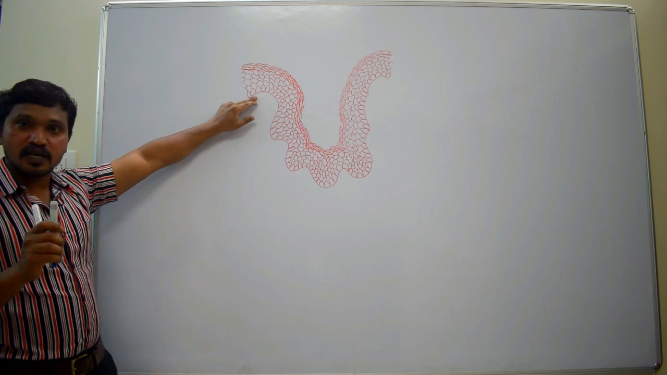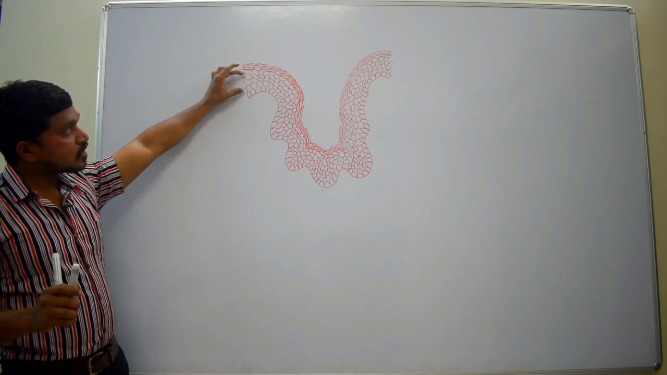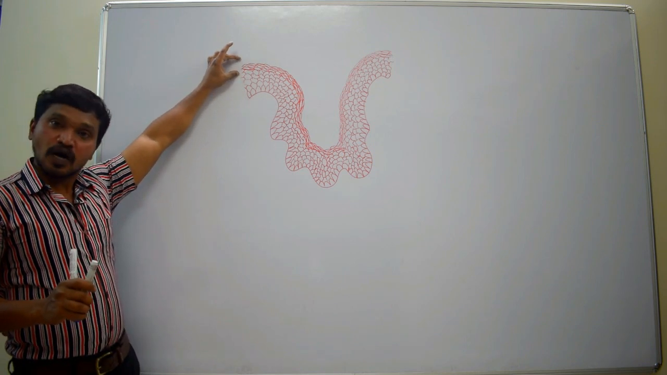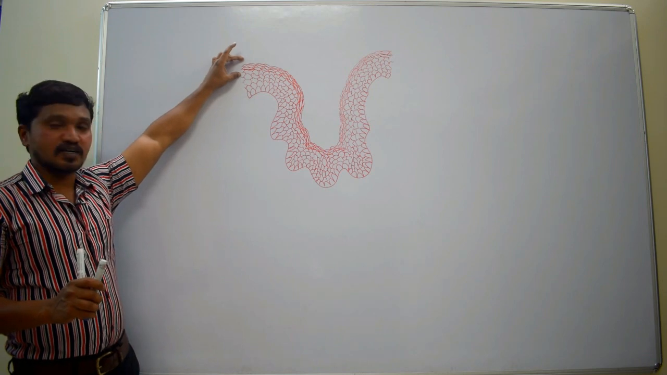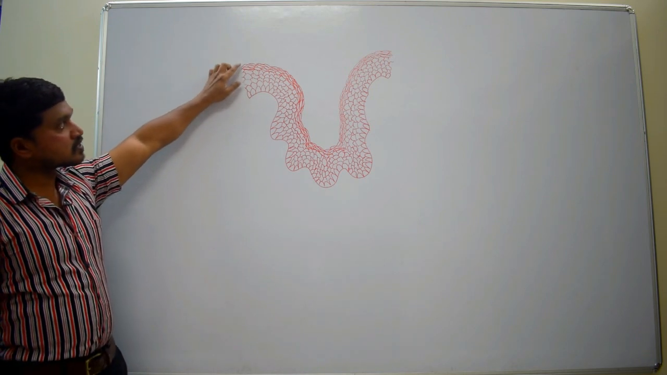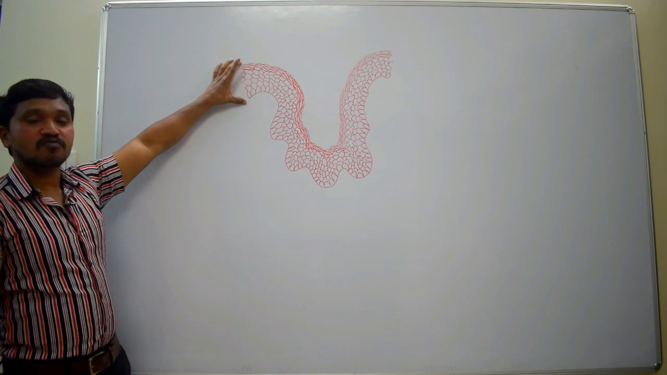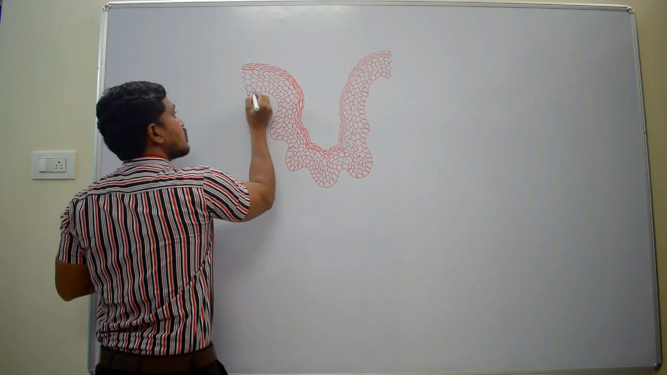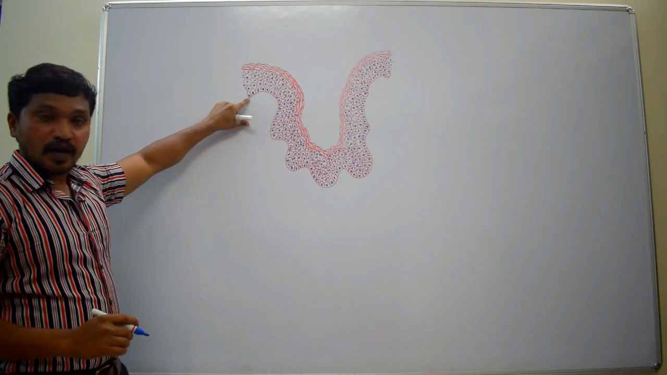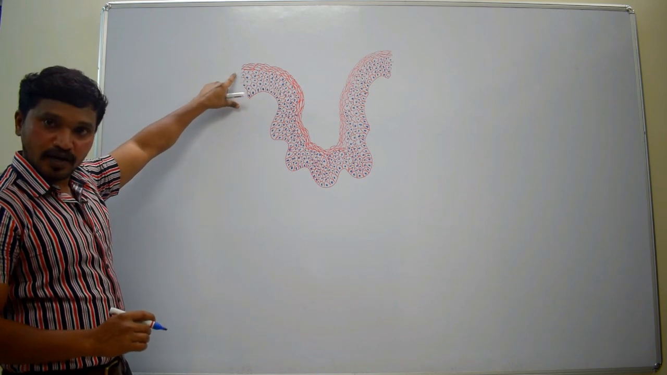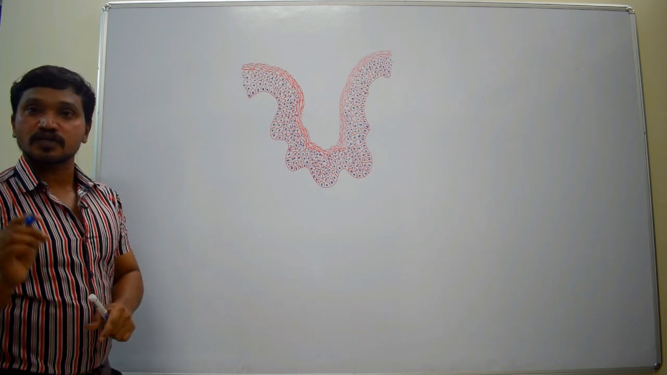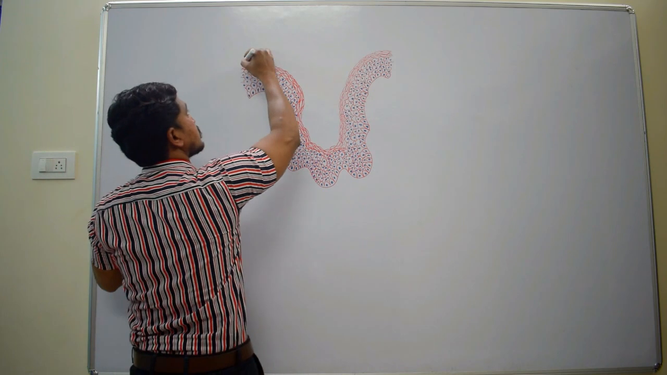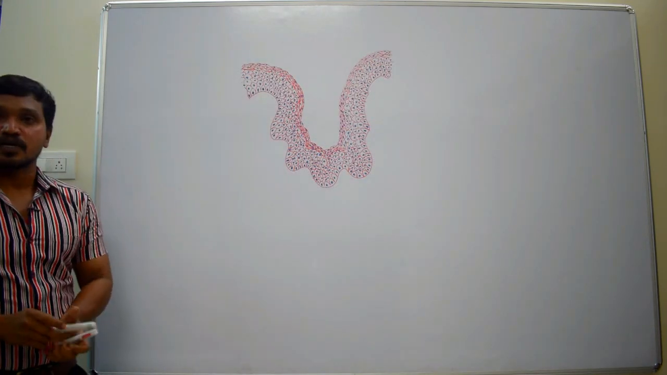This is the stratified squamous non-keratinized epithelium. See here, the basal cell layer is made up of columnar cells. Over that, polyhedral cells. You have to draw 4 to 6 layers of polyhedral cells. Over that, you have to draw more than 4 layers of flattened cells. So, columnar cells, polyhedral cells and flattened cells. Here, you have to keep a nucleus for all these cells. I have kept nuclei for the columnar and polyhedral cells. Now I have to keep the nucleus for the squamous cells. Keep the squamous cell nucleus a little elongated. This is the lining epithelium of the esophagus.